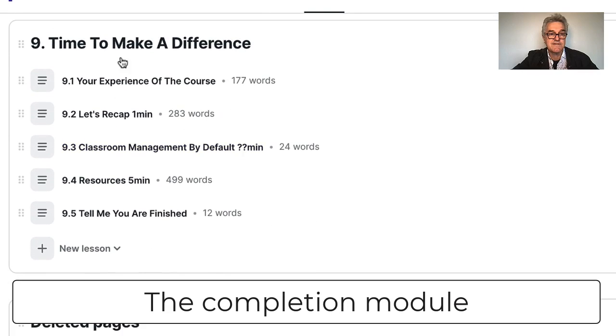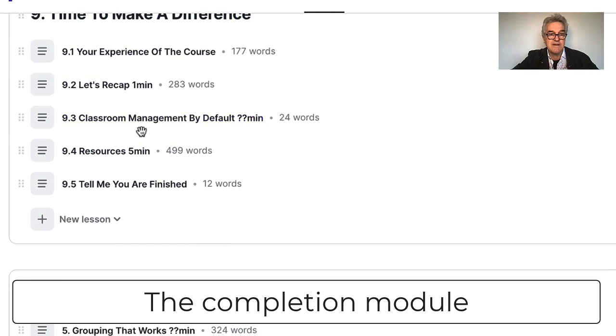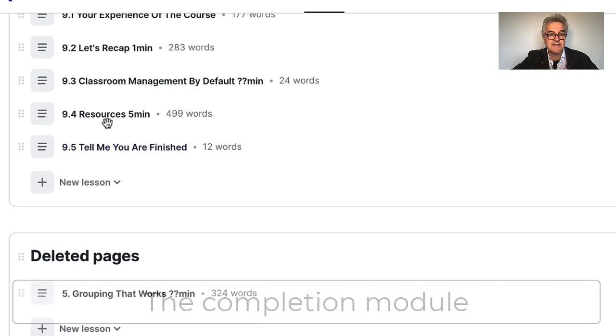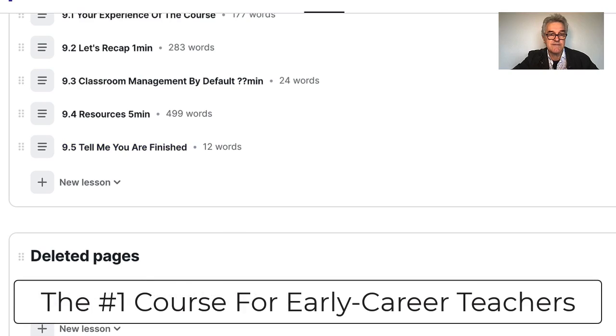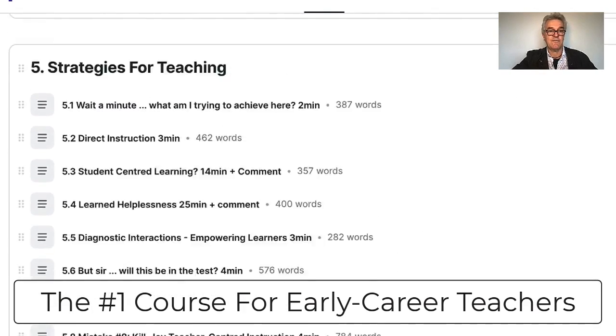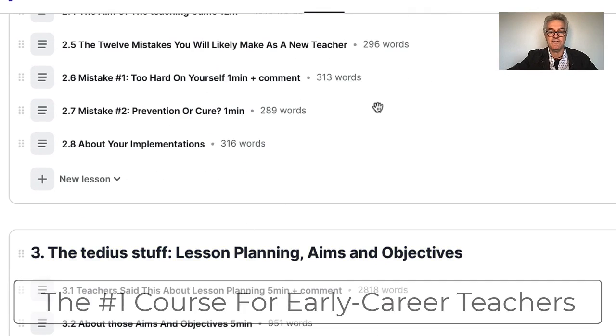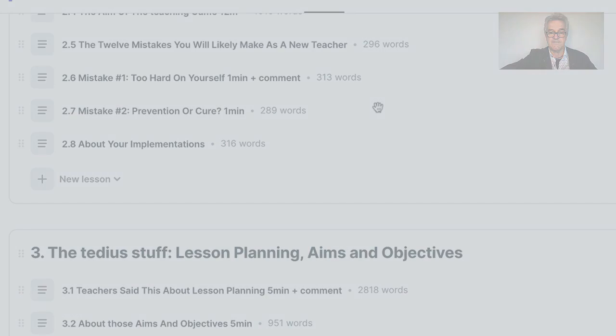And then this is just sort of the wind up, some feedback, a bit of a recap, a little classroom management by default thing, a resources page, and then tell me you're finished. This is just notes for me. So that's basically what the course is. So that should give you a very good view of what is in it.